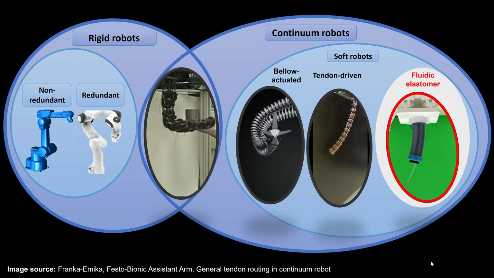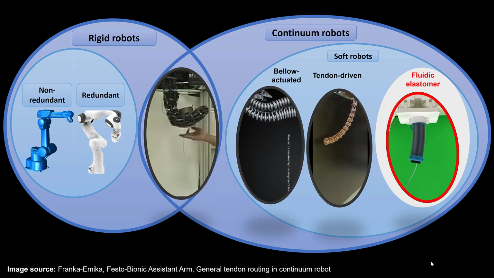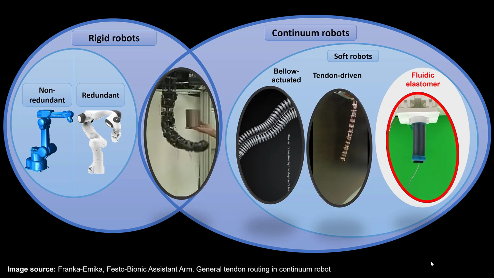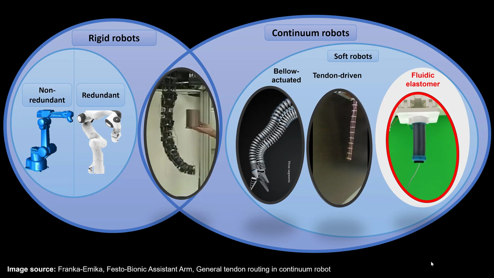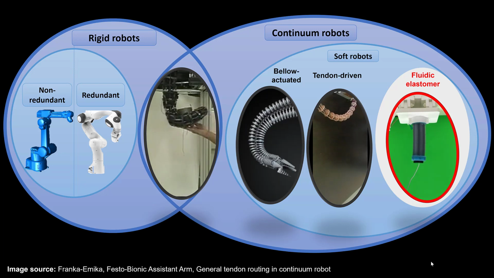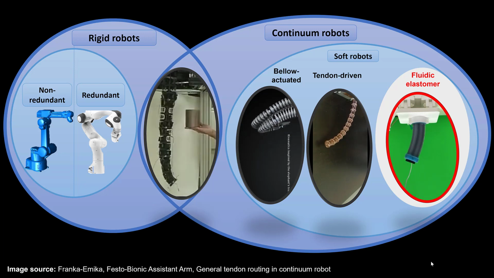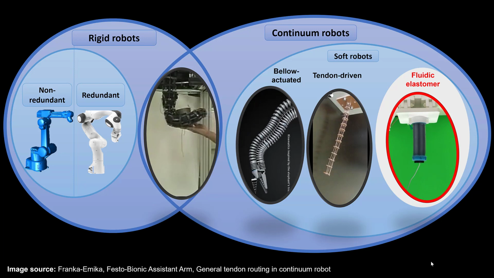A soft robot is a mechanical system that is flexible and compliant and not as hard as rigid systems. Rigid robots, when they hit you, they hurt. Fluidic elastomer robots, which are the subject of this study, are in the class of soft robotics. Other soft robots include tendon-driven and fluidic-driven bellow-actuated.